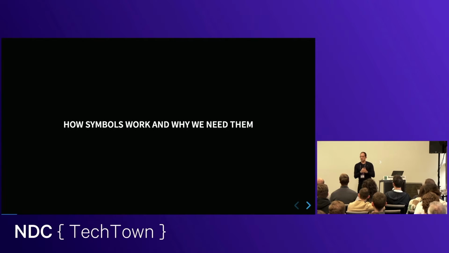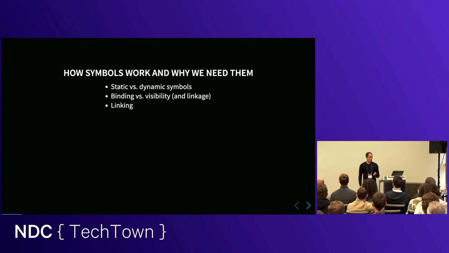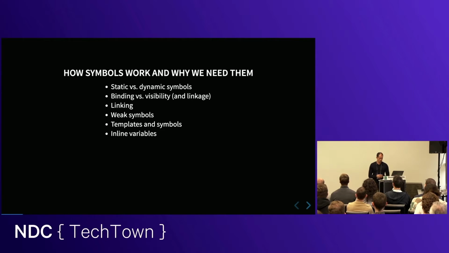Right, we are going to talk about how symbols work and why we need them. And we're going to talk about static versus dynamic symbols, binding versus visibility, and how that relates to the concept of linkage that we have in C and C++. Linking, a bit about that. Weak symbols, what are those? Why do we have them? How symbols work with templates, inline variables.